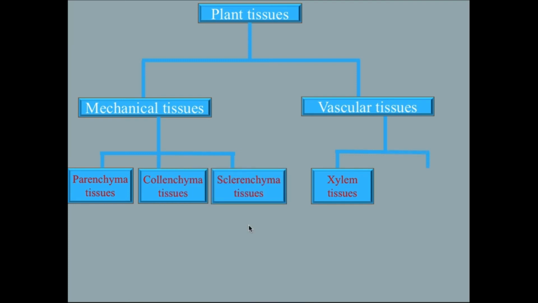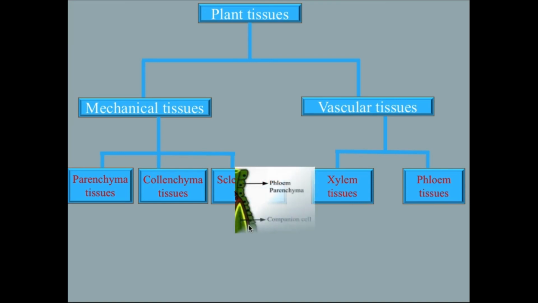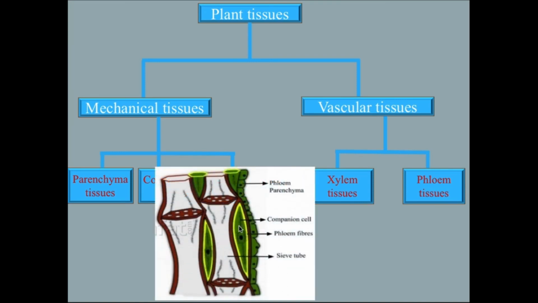Then the other last category of the vascular tissues are actually the phloem tissues. They are also made up of, we said, more than one type of cell, and in this case we have the companion cells and then we have the sieve tubes.